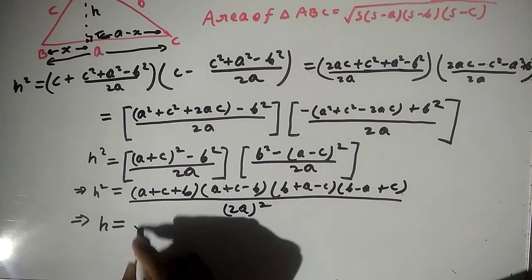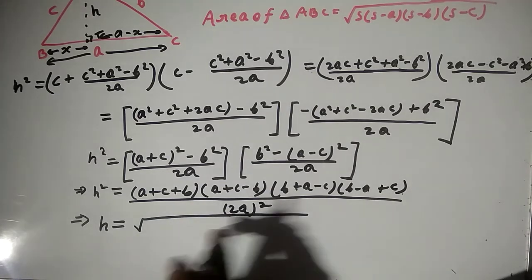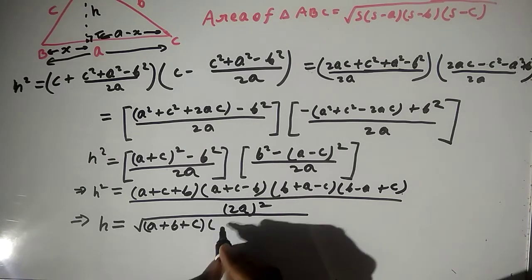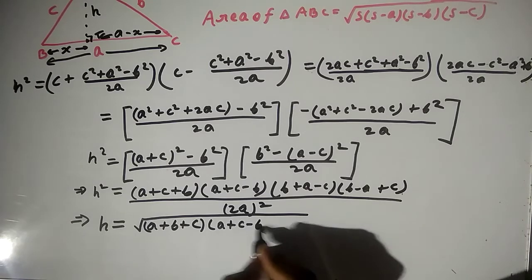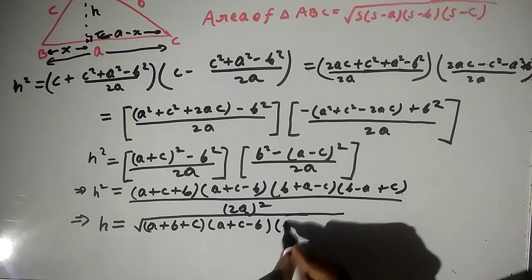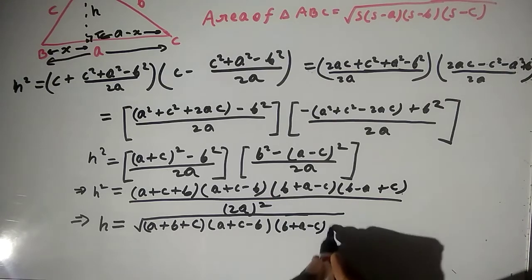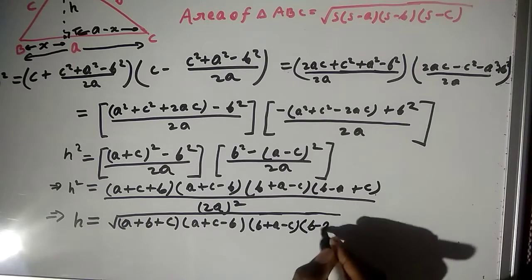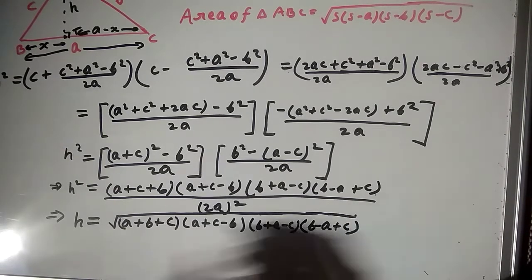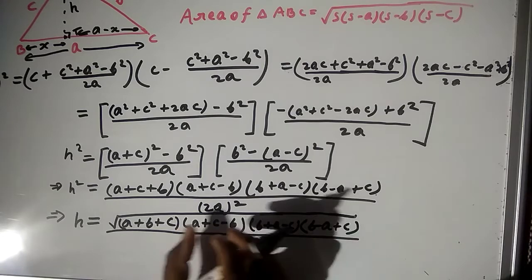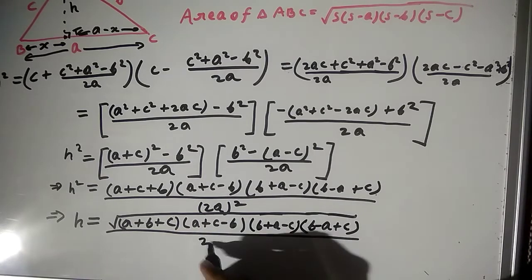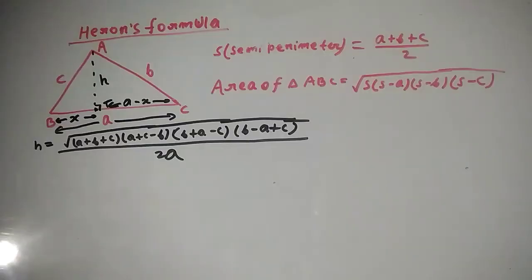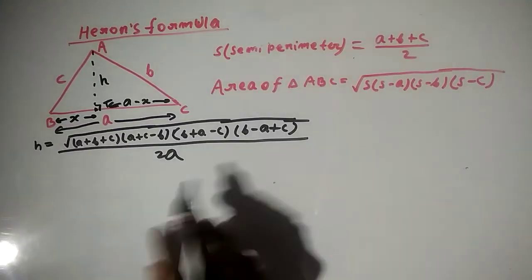So the square root of a plus b plus c times a plus c minus b times b plus a minus c times this b minus a plus c, and divided by the square root of 4a square, which is 2a. So we have h. So this is our expression for h.